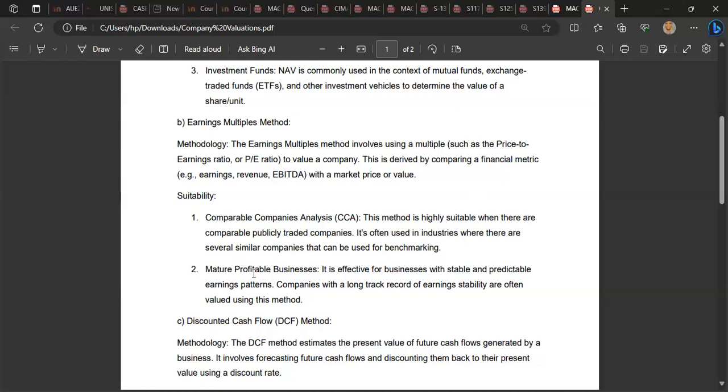And then there are mature, profitable businesses, because we are using your earnings there. It is effective for businesses with stable and predictable earnings, which we normally refer to as maintained earnings. Companies with a long track record of earning stability. So a long track record, obviously, we're looking at the past performance of the company. How has the company been performing, say, over the last 5 years, 15 years, right?